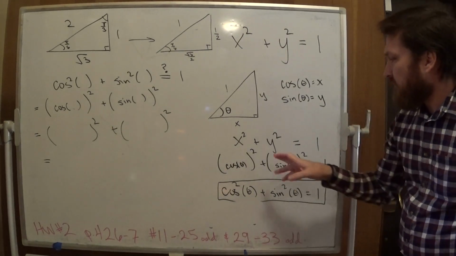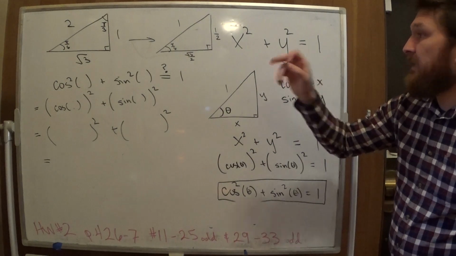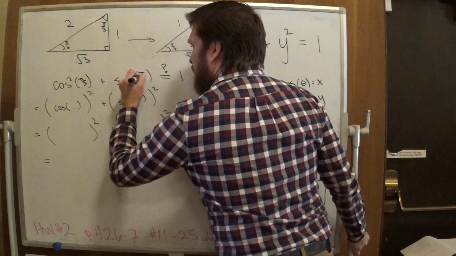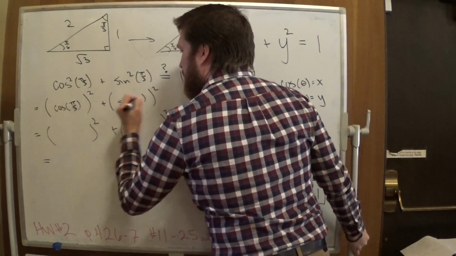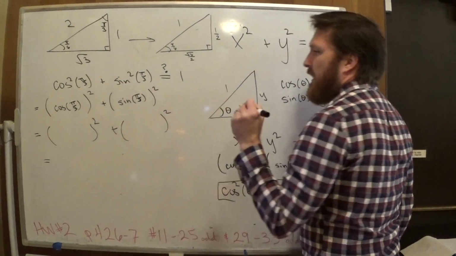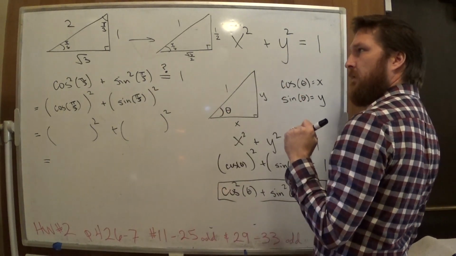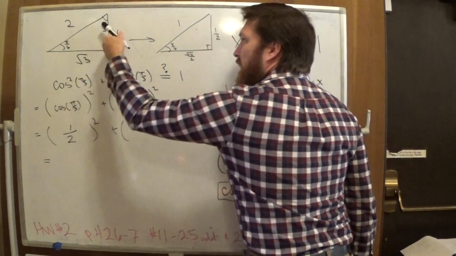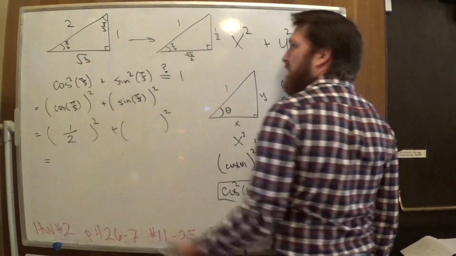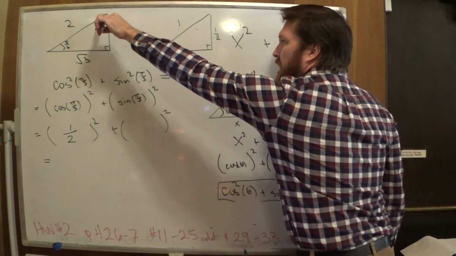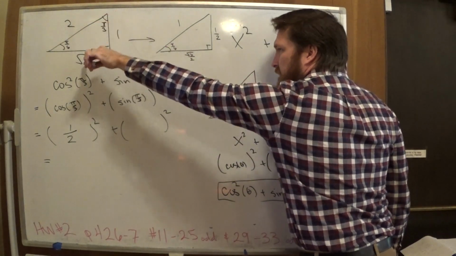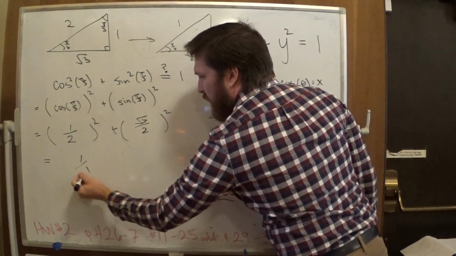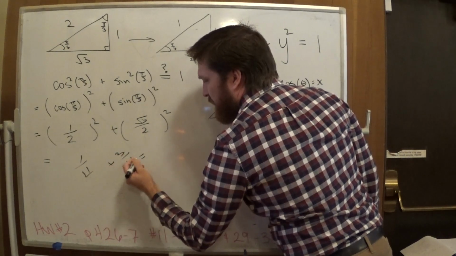Let's choose theta to be pi over 3. And so that means this is pi over 3, and that means this is pi over 3. And what is cosine pi over 3? 1 over 2, right? Because it's adjacent over hypotenuse. Okay? And so then we're here. What's sine of this one? Root 3 over 2. We're right back where we were. It turns out to be the same thing, right? 1/4 plus 3/4 equals 1.